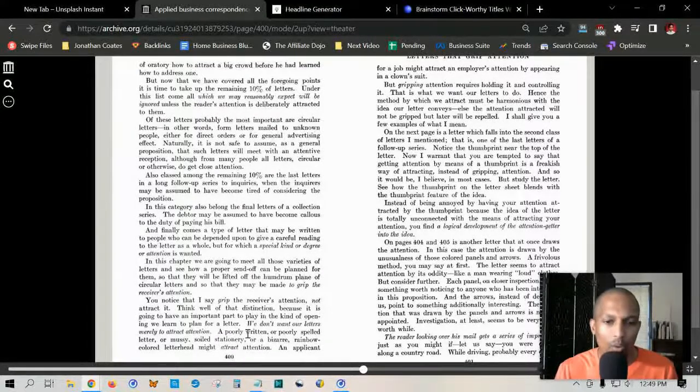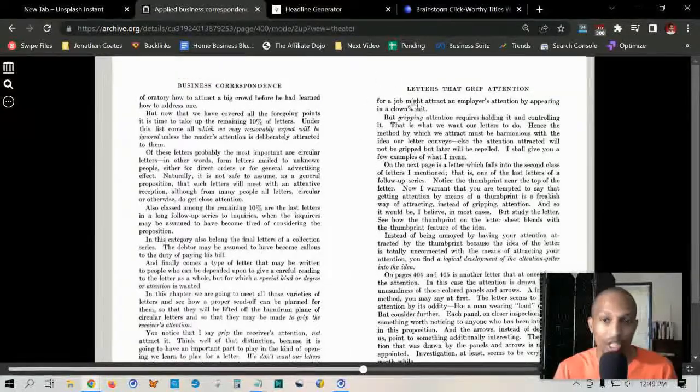A poorly written or poorly spelled letter, or musty soiled stationery, or even a bizarre rainbow colored letterhead might attract attention. An applicant for a job might attract an employer's attention by appearing in a clown suit, but gripping attention requires holding it and controlling it. That is what we want our letters to do. Hence, the method by which we attract must be harmonious with the idea our letter conveys, or else the attention attracted will not be gripped but later be repelled.